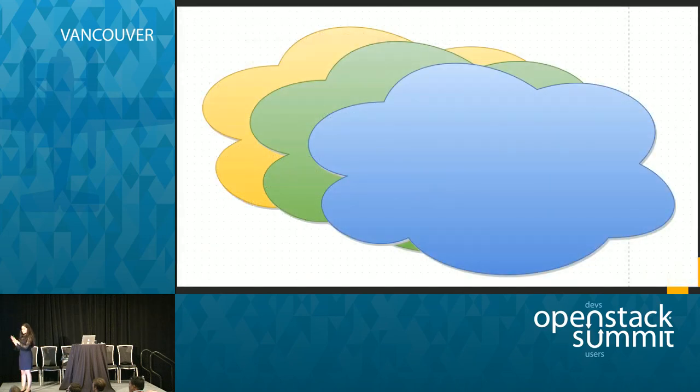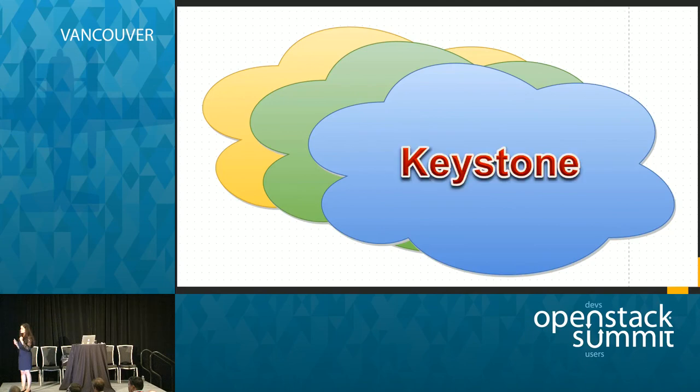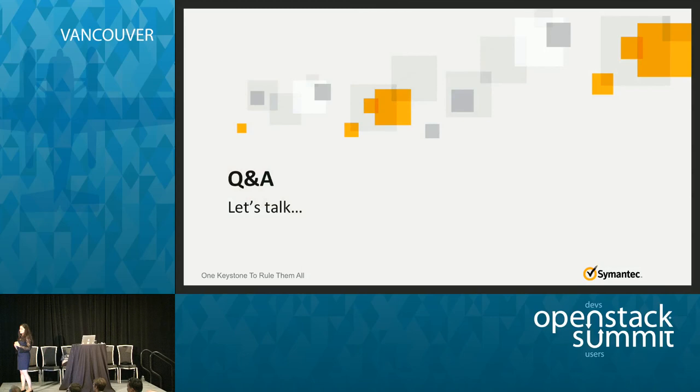Just remember one thing: you can have any number of data centers, any number of OpenStack clouds, and Keystone is capable of working as the identity service for your cloud. I'll take any questions at this point.